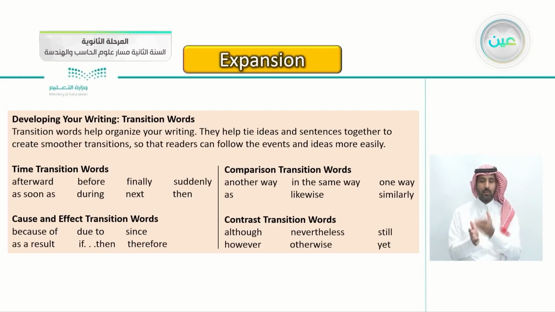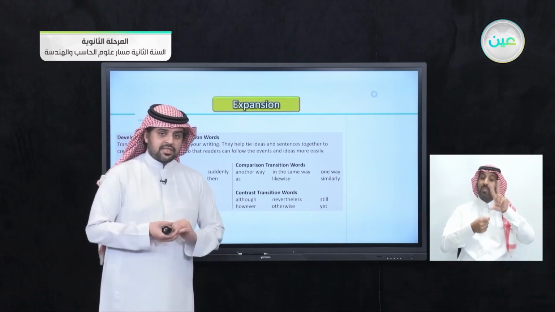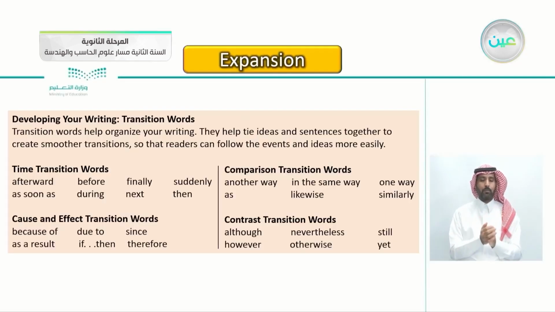Next here, comparison transition words. So transition words regarding comparison: another way, in the same way, one way, as, likewise, similarly. So all of these transition words, words that connect ideas or connect sentences together, are related to comparison. Maybe you have an idea about comparing two things, three things together. These are the transition words that you're going to use: another way, in the same way, one way, as, likewise, and similarly.